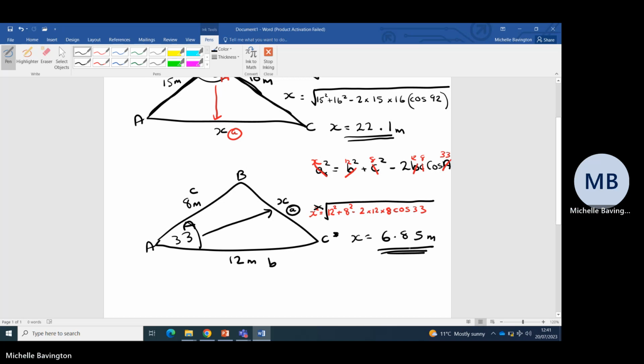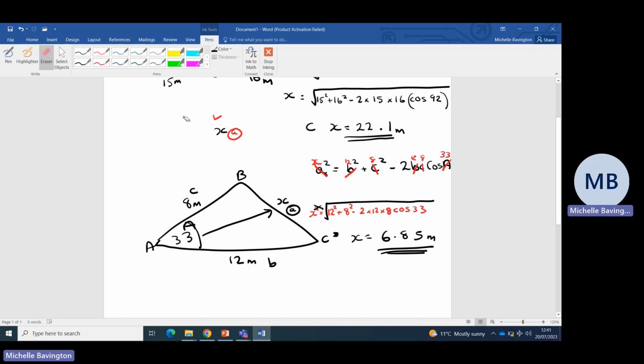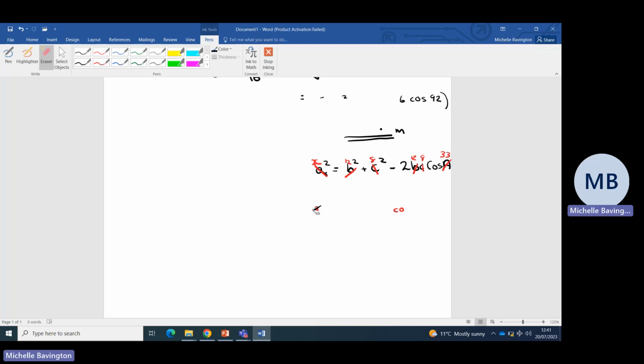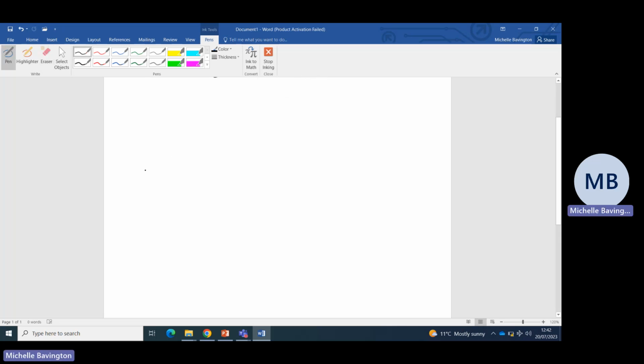Okay, so that's when we're finding a length. When we want to find an angle, the formula is slightly different. So we're going to know all three sides. Remember what I said at the beginning, all three sides. So let's make this 15, 16 and 22, and we want to find x.